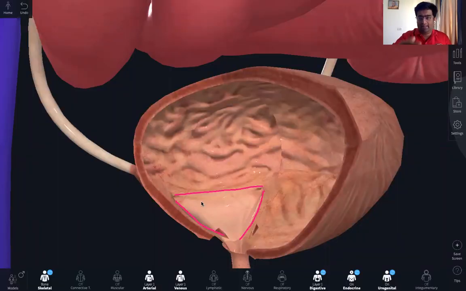So I've just taken a slice of the urinary bladder just to show you the internal structures. Internally, the urinary bladder is lined by a very thick layer of smooth muscles. And that is what makes the urinary bladder distensible. Distensible means it can stretch, it is stretchable. And therefore, it can accommodate somewhere between 500 ml to 1 liter of urine at a time.